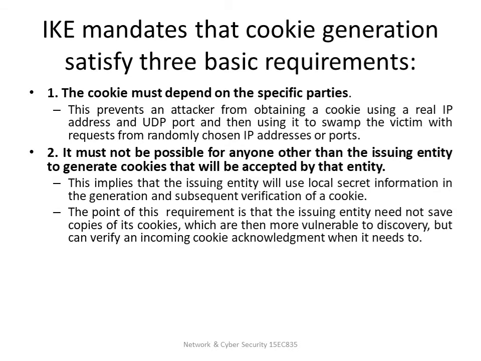The second out of the three is that it must not be possible for anyone other than the issuing entity to generate cookies that will be accepted by that entity. This implies that the issuing entity will use local security information in the generation and subsequent verification of a cookie. The point of this requirement is that the issuing entity need not save copies of its cookies, which are then more vulnerable to discovery, but can verify an incoming cookie acknowledgement when it needs. So, this is the second.